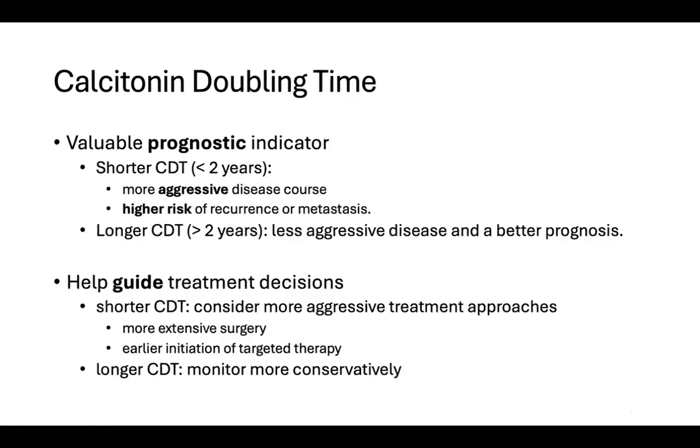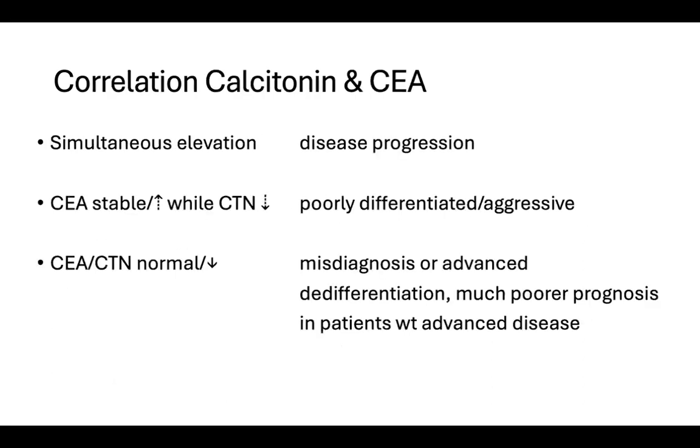All right. Just a bit on calcitonin doubling time. I have to tell you, I have not done it. I'm just reading off whatever that I have read. It's a valuable prognostic indicator. Shorter calcitonin doubling time, less than 2 years, or some events are more within 6 months or so shows more aggressive disease course with higher risk of recurrence or metastasis, whereas longer ones are less aggressive disease. It helps to guide treatment decision like that.